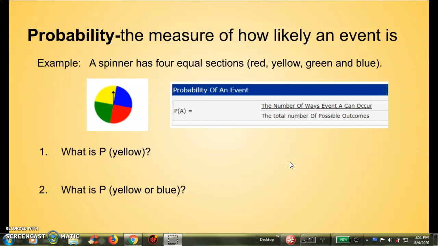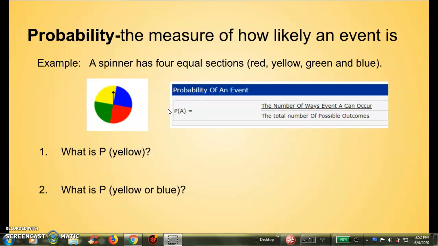A spinner has 4 equal sections: red, yellow, green, and blue. So the first question here is, what is the probability of spinning yellow? And this capital P does stand for probability, and it's always the probability of what's going to happen that's inside the parentheses. In the second question, I want to know what is the probability of spinning yellow or blue? Spinning yellow or blue are called mutually exclusive events. We'll talk about that on the next slide.